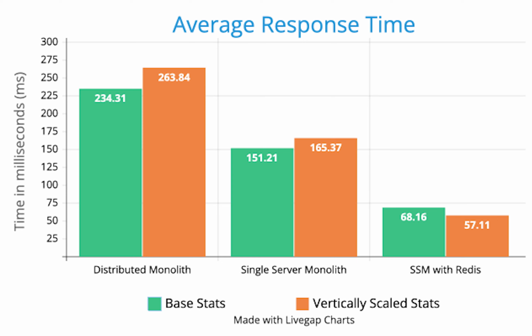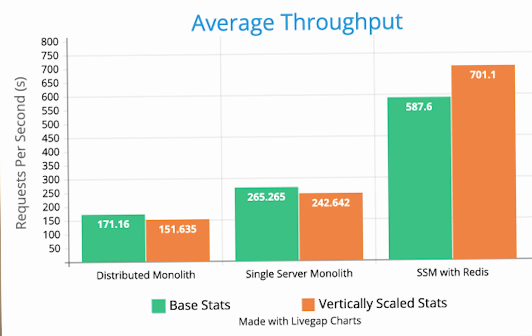The 3 architectures measured were the original distributed monolith architecture, a single server monolith architecture, and the single server architecture implemented with Redis. The findings for average response time indicated that the distributed monolith architecture exhibited higher response times compared to the single server monolith. However, introducing Redis caching to the single server monolith significantly improved response times. In terms of average throughput, the single server monolith with Redis achieved the highest throughput, indicating effective utilization of caching mechanisms. On the other hand, the distributed monolith had the lowest throughput.